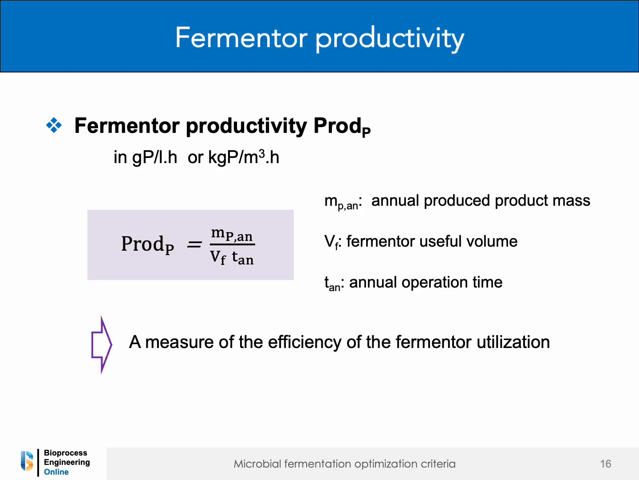Fermenter productivity represents the average volumetric production rate achieved over the full operating period. It is therefore a direct indicator of fermenter utilization efficiency, reflecting how effectively the installed fermenter capacity is converted into product over time.